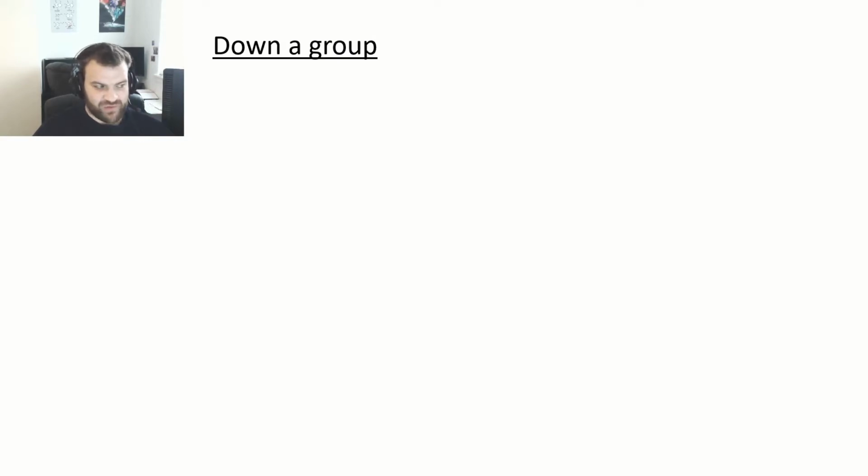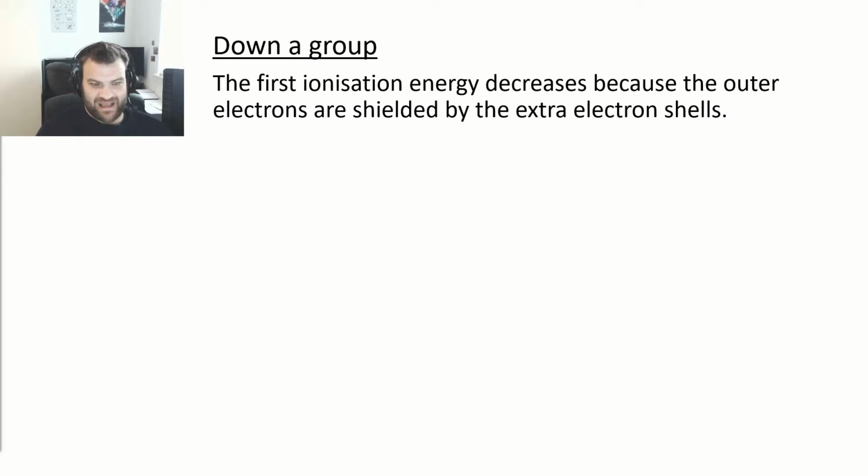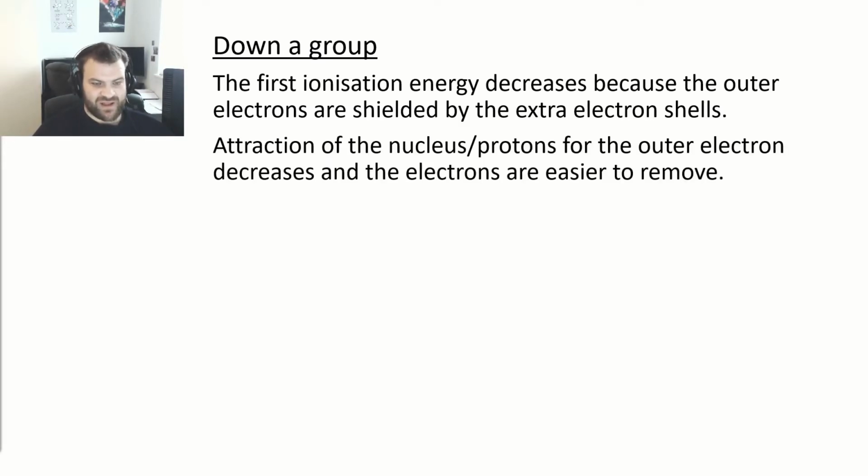As we go down the group, we're going to again talk about these extra electron shells, and we're going to look at what happens. So as we go down the group, the first ionization energy decreases because the outer electrons are shielded by the extra electron shells. The attraction of the nucleus, protons, for those outer electrons is going to be decreased. Therefore, these electrons will be easier to remove.